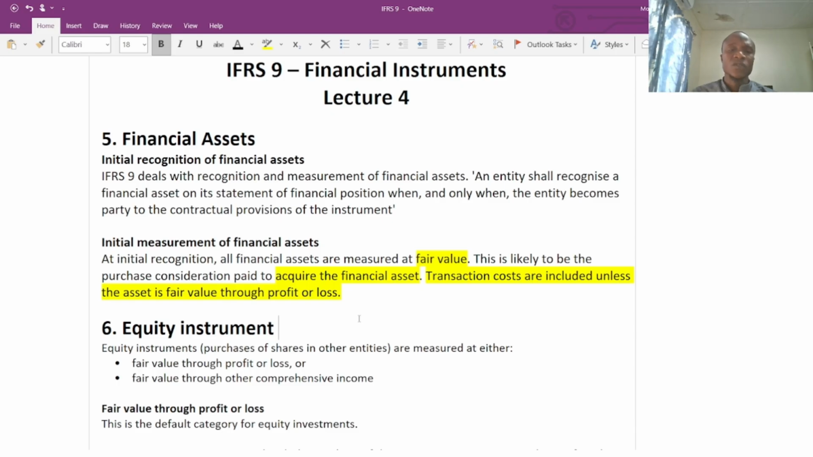So you need to note it down. So now we are going to look at the division of financial assets into two. We have the equity component of financial assets. We have the debt component of financial assets.